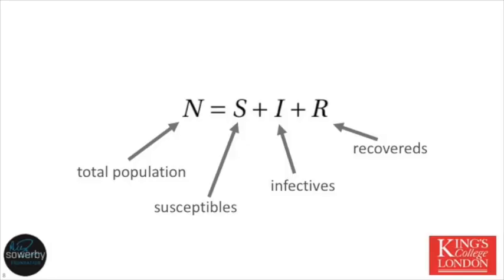Let us call susceptible people susceptibles, and the number of them we will call S. Let us call the infected and infectious people the infectives, and the number of them is I. And the number of recovered people, the recovereds, is R. So the total population is N, where N is S plus I plus R. So everyone is either susceptible or infected or recovered.